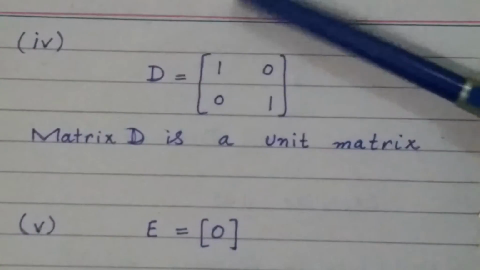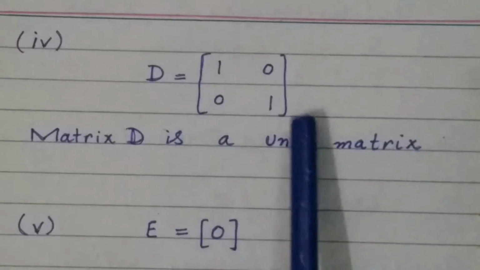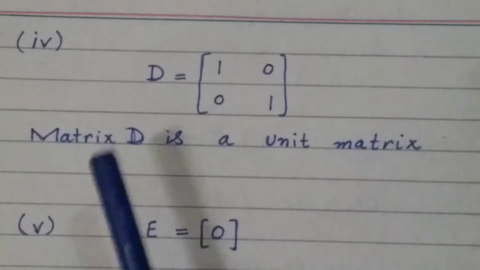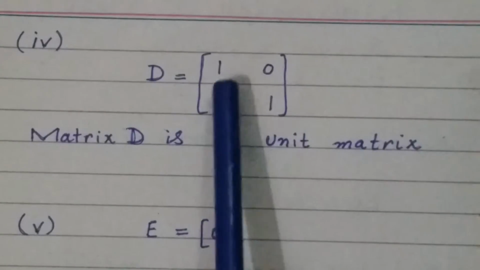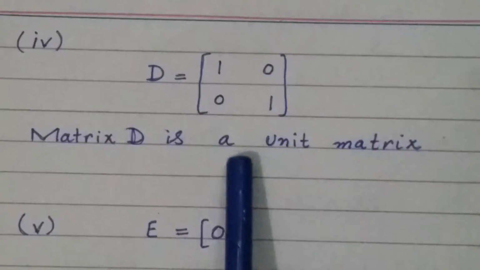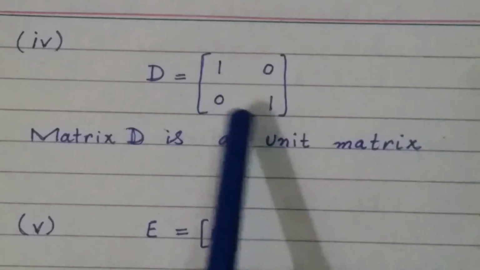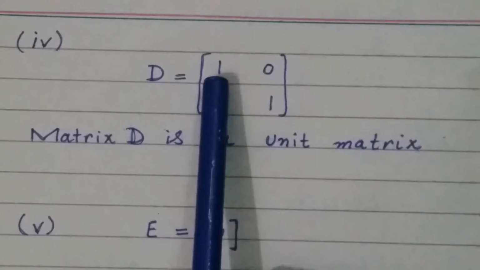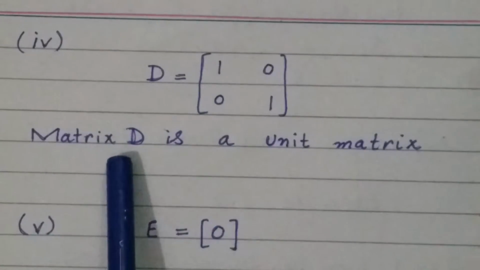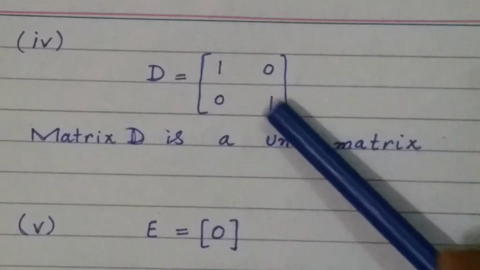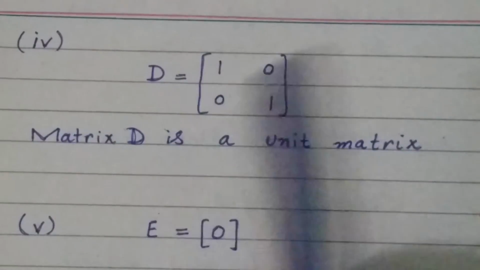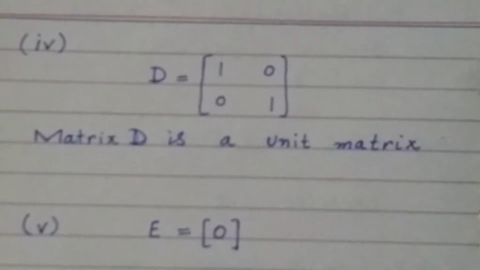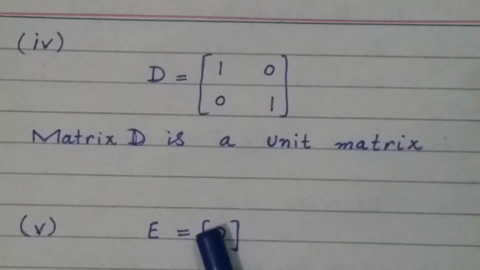Matrix D has ones in the diagonal and all other elements are 0, so it's a special kind of diagonal matrix which is called the unit matrix, because 1 is unity, so matrix D is a unit matrix. It has only 1 as element in the diagonal and all other elements are 0, so it's a unit matrix. Unit matrix is also called identity matrix.